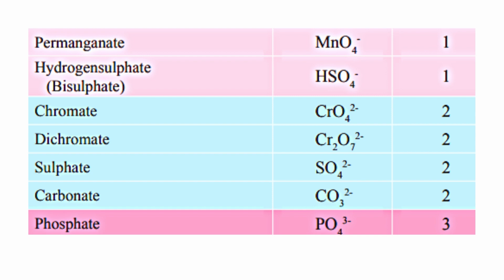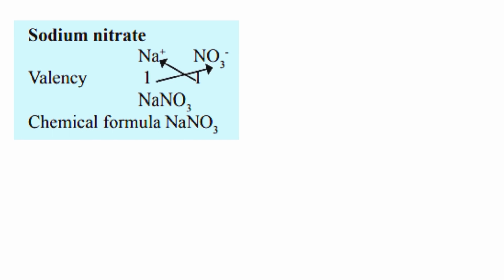Let's consider the formulae of the following as examples for compounds with polyatomic ions. Example 1. Sodium nitrate. So first we have to write the valency of Na plus 1 and NO3 minus 1. That is 1 and 1. Then exchange the valency and write them at the bottom end on the right hand side of the respective symbols. So the chemical formula is NaNO3.